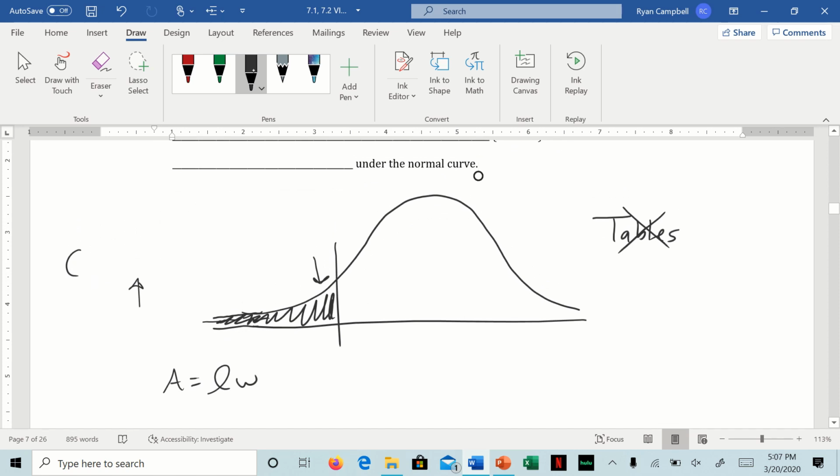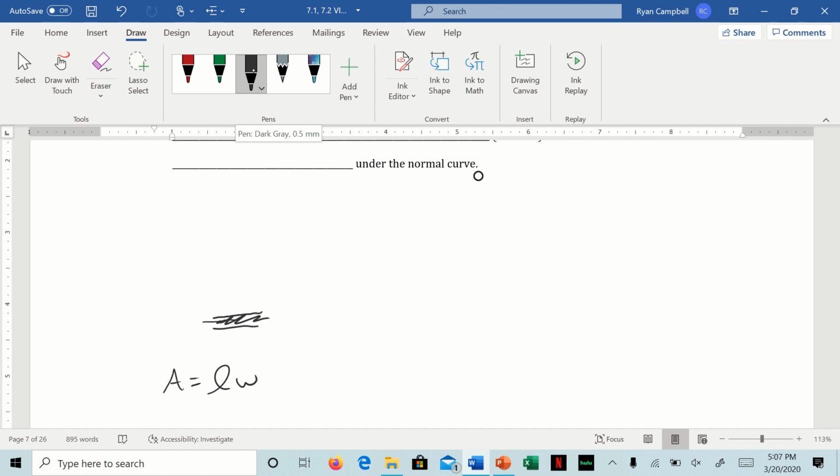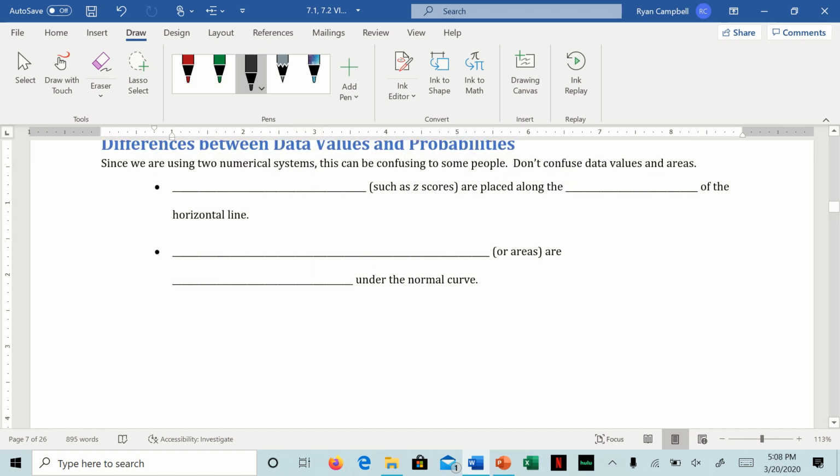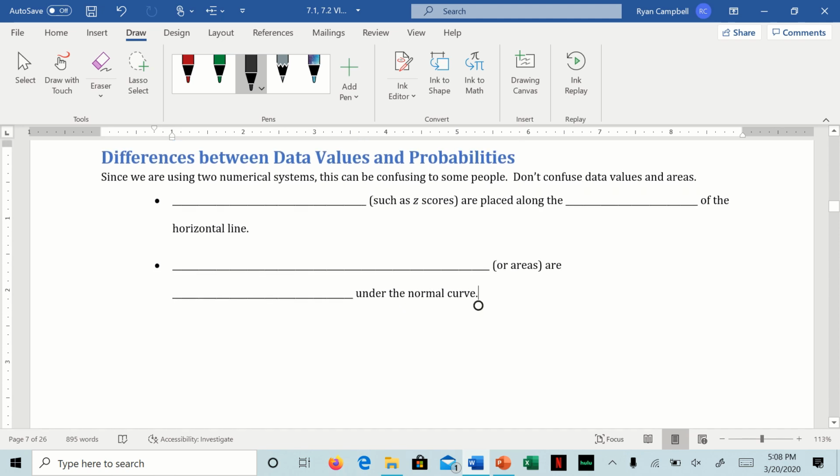Since our calculator is going to do all of it for us, the only hard part about this is knowing how to make these graphs. So I would suggest always graphing a normal distribution when we have these. Basically the hardest part is knowing where the data values go and where the probabilities go.